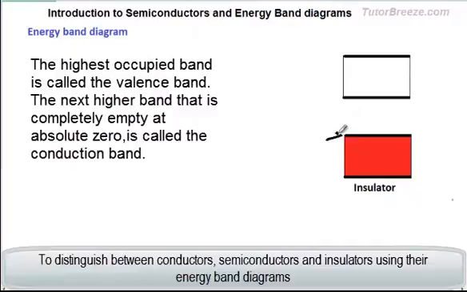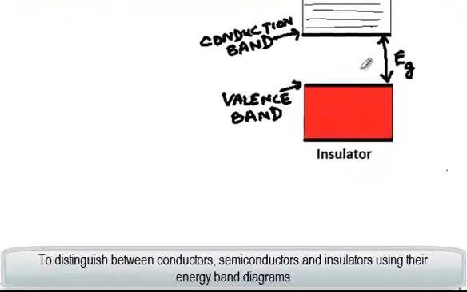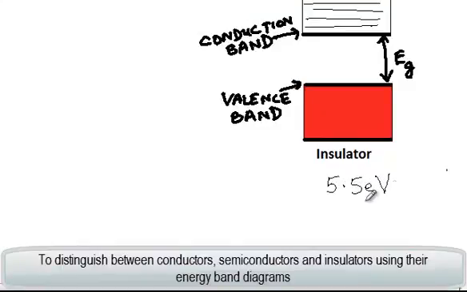This highest filled band is called the valence band, and the next higher band is called the conduction band. Between the valence band and the conduction band, you have an energy gap. You can see there are a lot of energy levels over here, and these are unoccupied, but to be able to jump this energy gap, the electrons require a lot of energy, because in case of insulators this gap is extremely large. In case of diamond, this energy gap is about 5.5 electron volts, and the energy that the electrons have at room temperature is just about 0.025 electron volts.